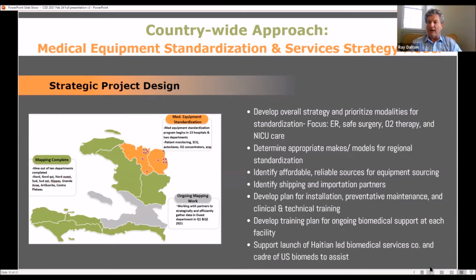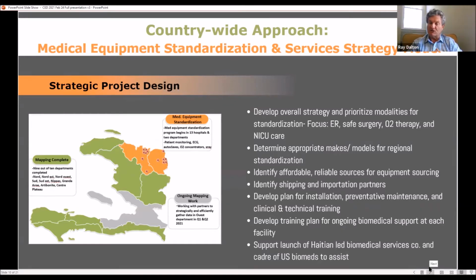What really begins to happen is let's focus on where people enter the hospital. They enter through the emergency room, they enter through surgery, they enter through the NICU. And what are the critical devices that could be standardized by make and model? Because by standardizing, we then can effectively put a training and a manual in place in the country.